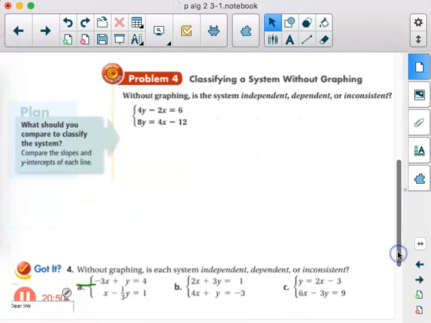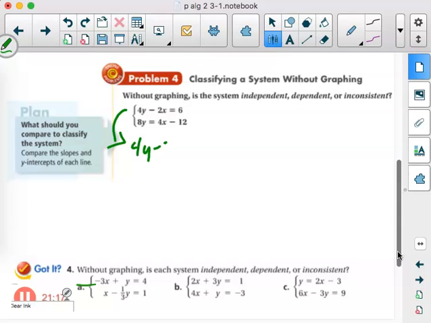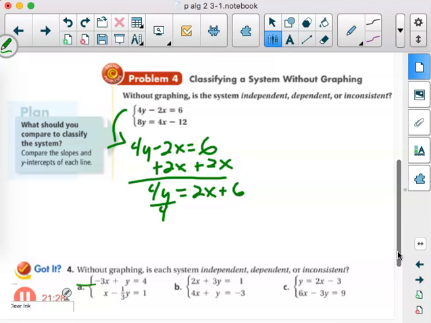So down here, classifying a system without graphing, what they want us to do is take a look at these equations and just figure out from the equation whether or not we should be saying it's independent, dependent, or inconsistent. So to do that, we really need to see them in that y = mx + b format, because remember, every line has one unique way to write it when it's in slope-intercept form. So 4y - 2x = 6, and I want y = mx + b. So I want y by itself. I'm going to add 2x to both sides, and I'm going to divide by 4.